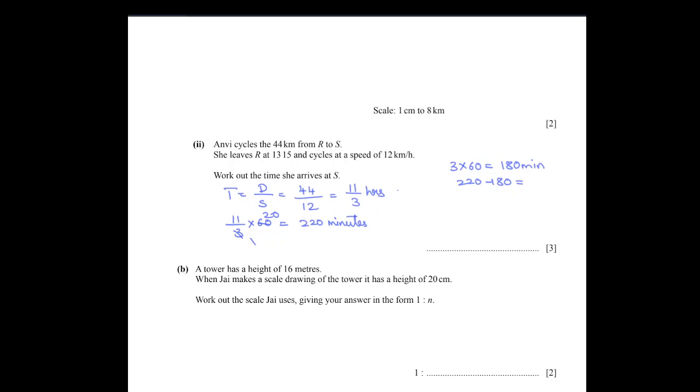180, 40 minutes. So that means this is 3 hours 40 minutes time duration. So from 13:15 to finishing time, 3 hours. 13:15, 14:15 is 1 hour, 15:15 is 2 hours, and 16:15 is 3 hours. Okay, so 3 hours will be 16:15.